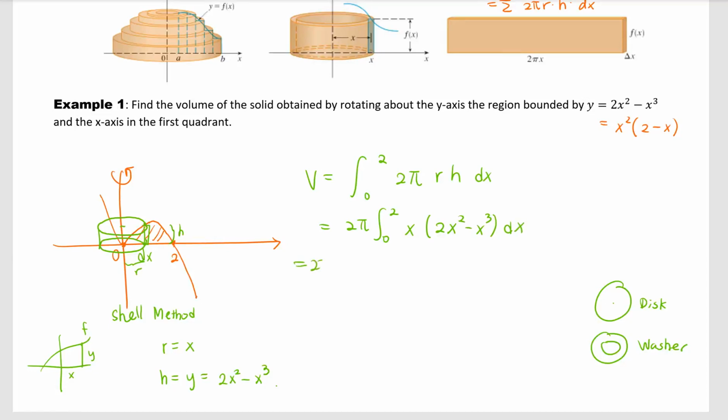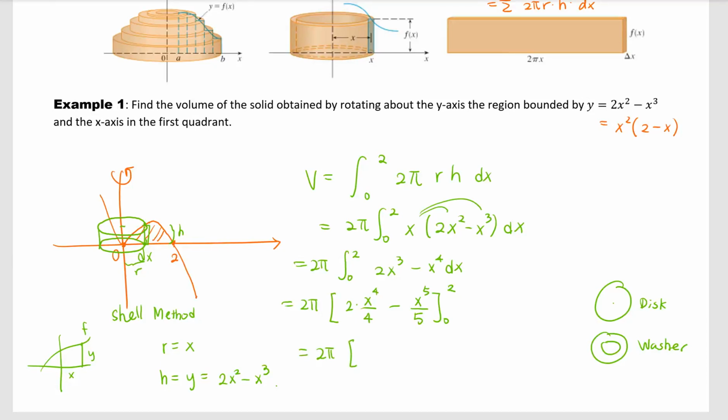So how do we solve this integral? Remember, we don't have product rule, and in this case, u substitution also doesn't work, because the du does not match. But it's okay, we can distribute it, and we just use the power rule to integrate. So this is x to the 4th over 4. This is x to the 5th over 5. Evaluate from 0 to 2.